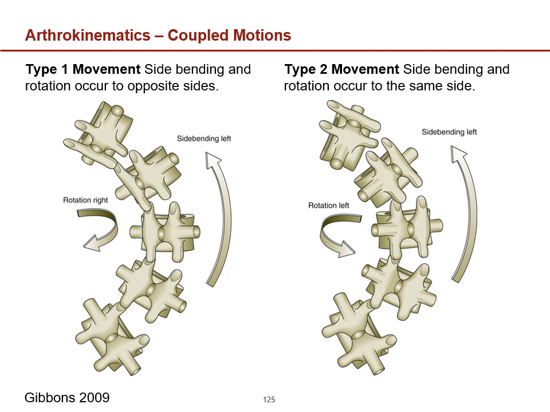So when we use this coupled motion in the cervical spine, as we talked about in the last slide, the mid and lower cervical spine will move with a type 2 coupled motion, whereas the upper cervical spine, if we're going to counter rotate to keep our orientation, is going to be a type 1 movement or coupled motion.